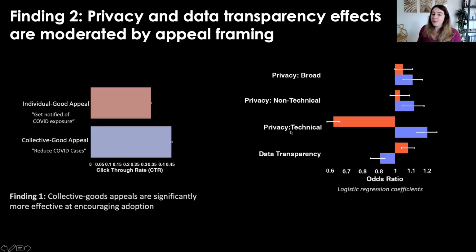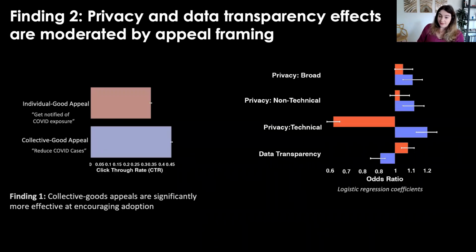Okay, perhaps more interestingly, what we find is that depending on which appeal you showed people, there was a difference in the effect of the privacy and data transparency statements. So if you offered the collective goods appeal, then having a privacy statement improved the effect of that appeal even more. And our hypothesis for this is that in the literature, people's privacy concerns are even extra heightened in a collective case. And so having a privacy statement tones those down while letting people enjoy the good feelings from doing something for the collective good.